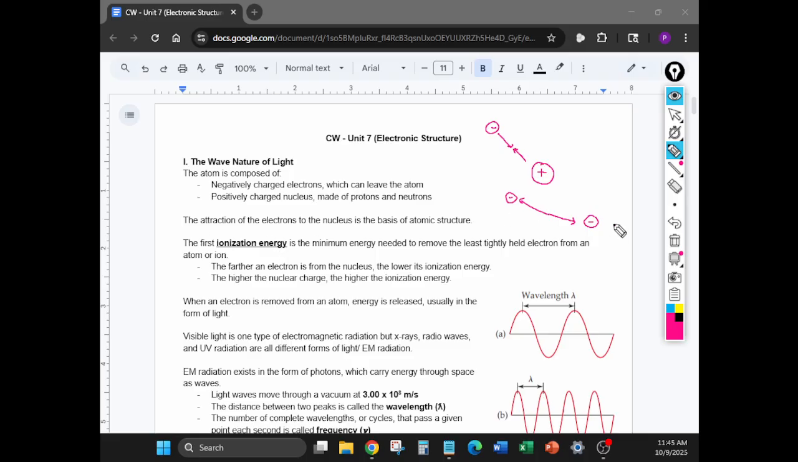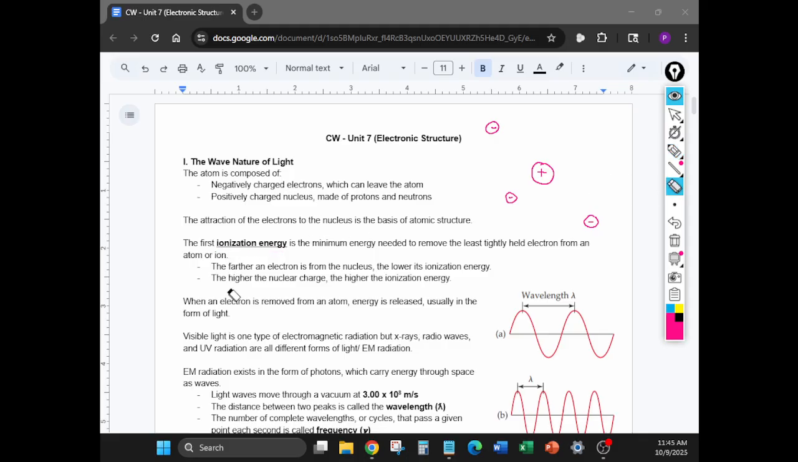All right, now, electrons can leave the atom. They can get kicked out of the atom. We call this ionization. If an electron is removed from the atom, we call that ionization. And the amount of energy that is required to remove an electron is called ionization energy. So ionization energy is the energy needed to remove one electron from the atom.